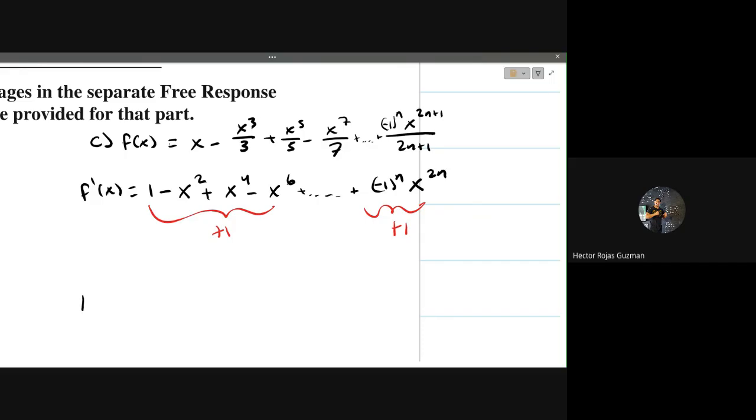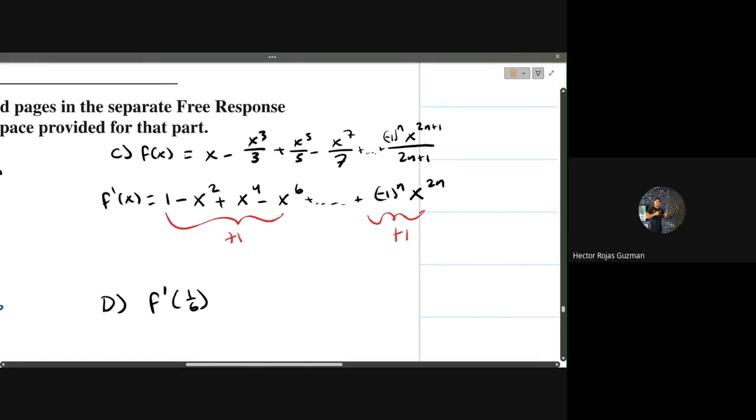Last one. Use the result from part C to find the value of f prime of 1/6. Okay. I see questions like this all the time in question number 6, and they basically want you to make an equation. They don't really want you to find the value. Sometimes. But first, we kind of have to figure out if we have a common ratio.